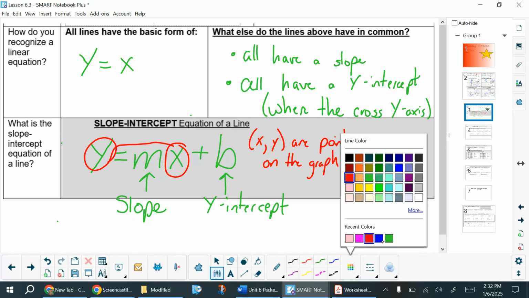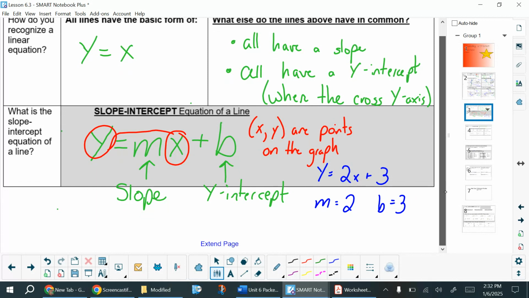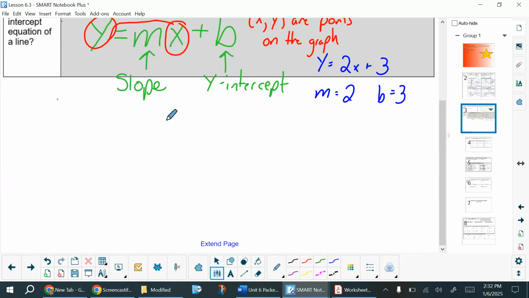Just to do a couple examples here, if I see something like y equals 2x plus 3, then I know my slope is 2 and my y-intercept is 3. Or if I have something like, you probably don't have enough room to write this down, but if I have something like y equals 3x, well, I know my slope is 3. My b, since I don't have anything, we could think, well, it's kind of like a plus 0, so b is 0.